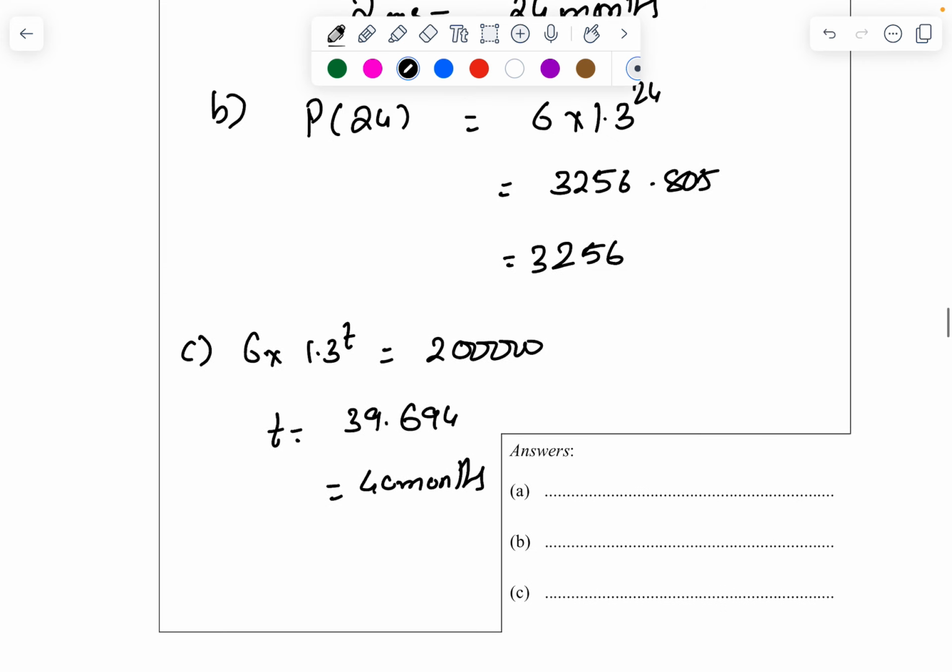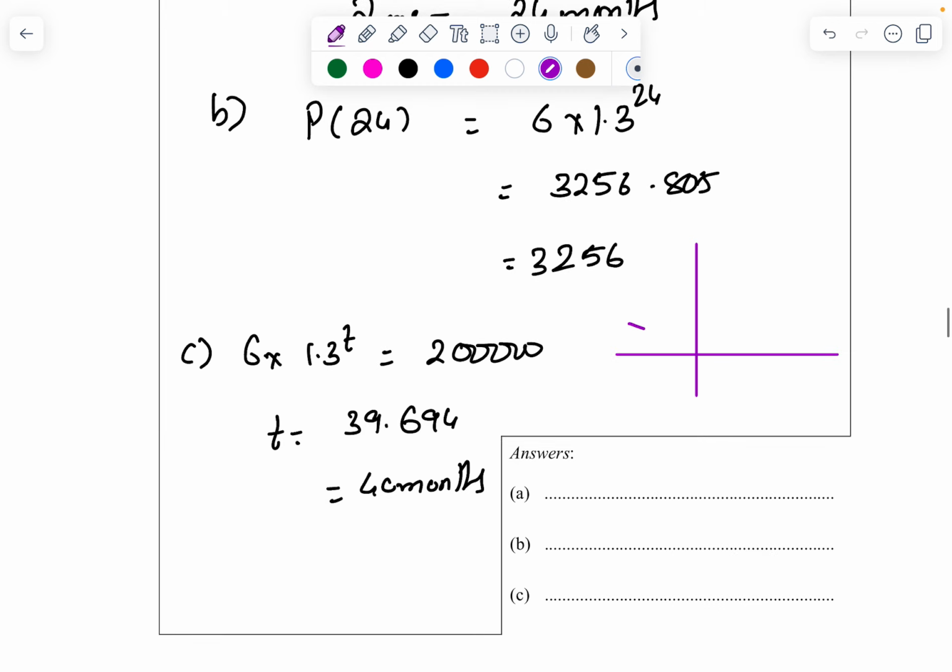Or else, if you don't want to do it by that method, what you can do is draw the graph for y equals 6 times 1.3 to the power of t and y equals 200,000, and find the point of intersection. The point of intersection will give the same thing. You can do it by GDC by drawing the graph also.